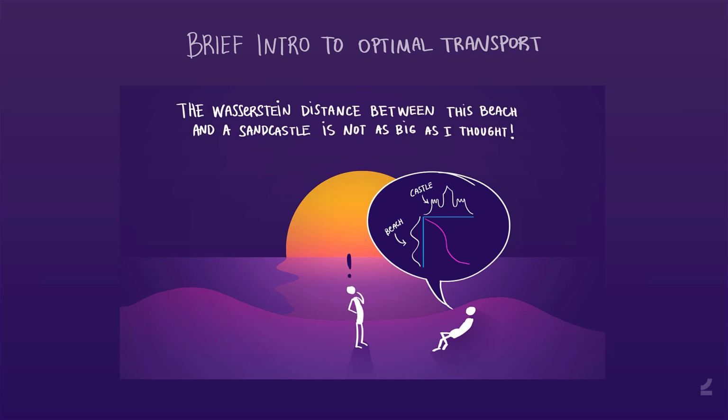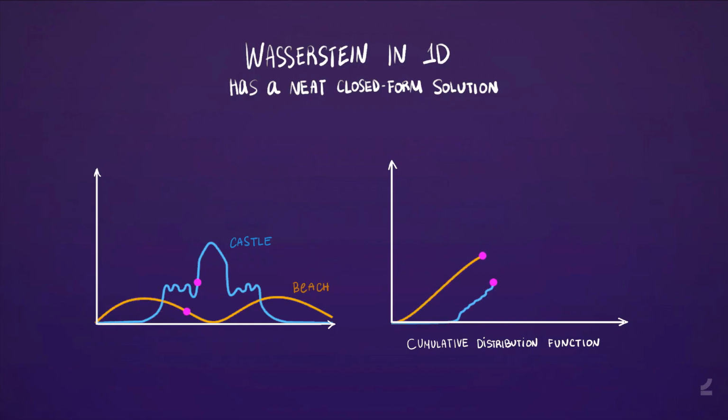So the other mathematician would exclaim, "The Wasserstein distance between this beach and a sandcastle is not as big as I thought." Translated to human English, that would mean it's not as much work as I thought it would be. Wasserstein distance, even though it sounds very fancy, is just the minimum amount of work one would need to, in this case, move the sand into the shape of a castle. And the exciting part is that we do not need to find the optimal transport plan to calculate the Wasserstein distance if we are in one dimension, since 1D Wasserstein has a very neat closed-form solution, which is very fast and easy to calculate.